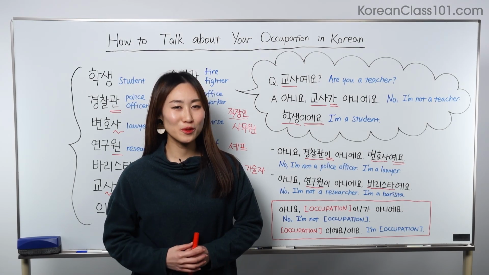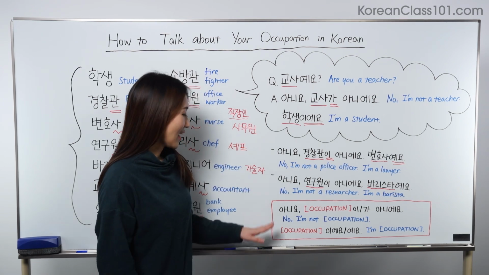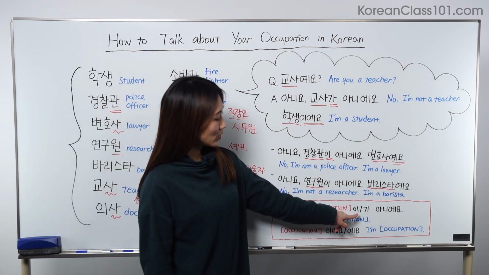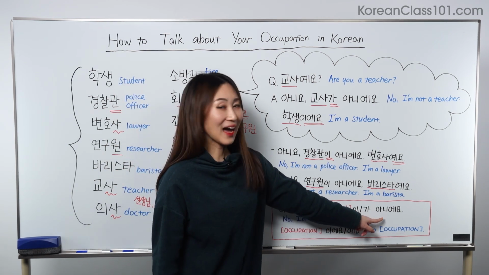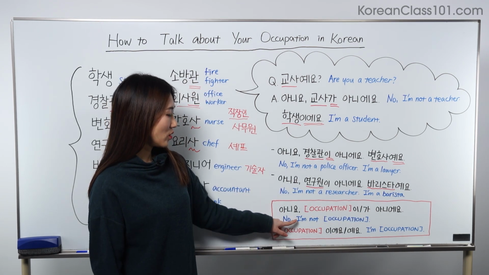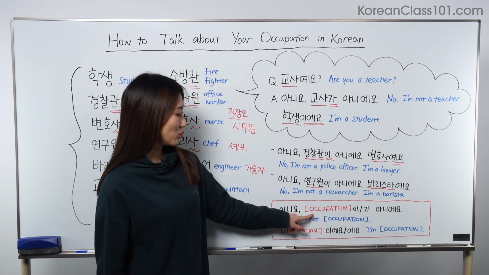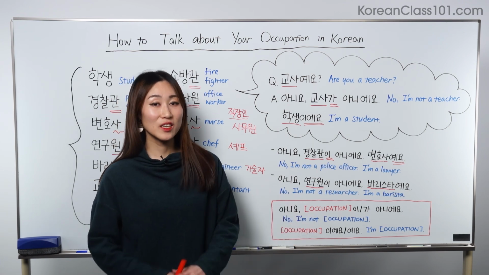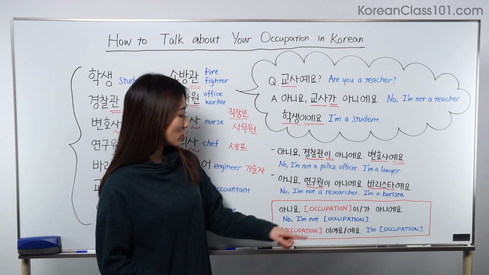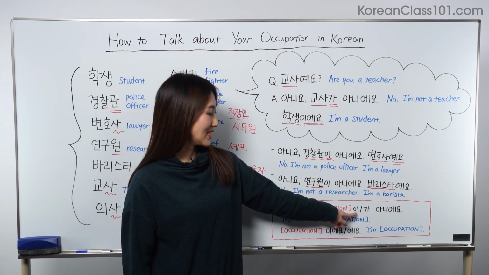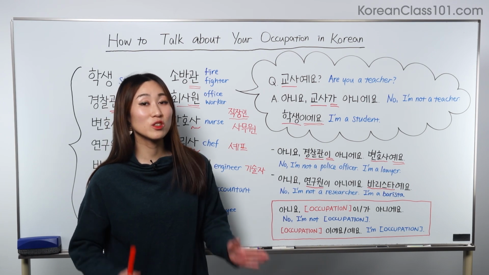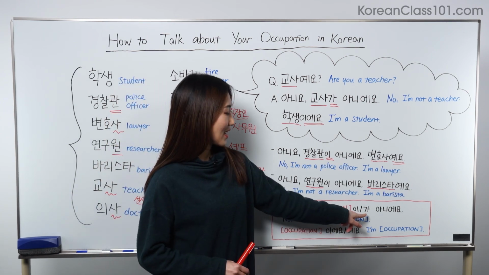So you probably noticed the sentence pattern. 아니요, and say the name of the occupation and use 이 or 가. 아니에요 means not. So 아니요, no, I'm not occupation. So put the name of the occupation. If the name of the occupation ends with a consonant, which one would you use? You use 이. If the name of the occupation ends with a vowel, then you are going to use 가.